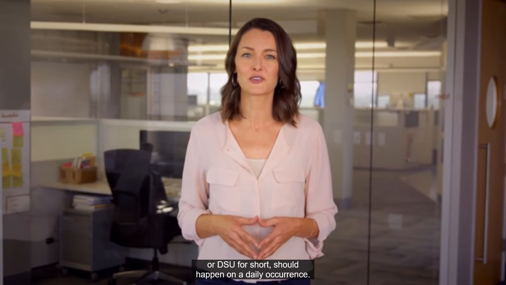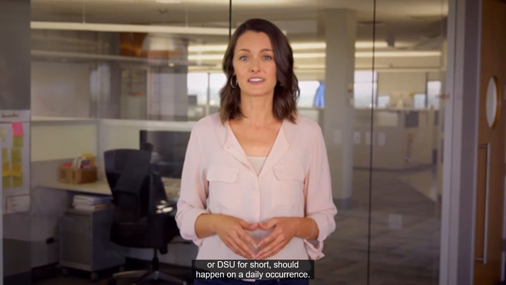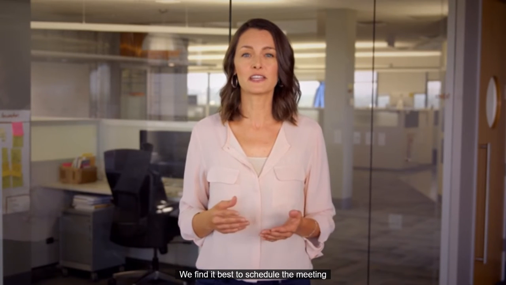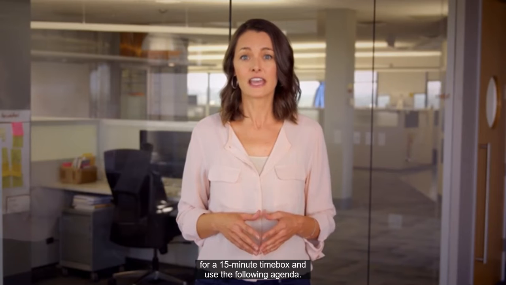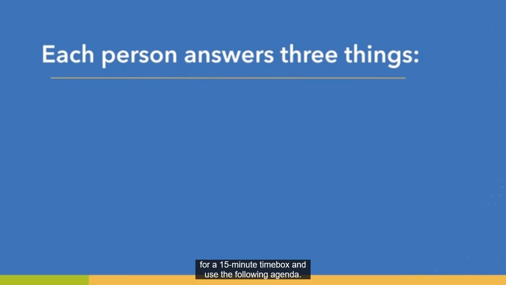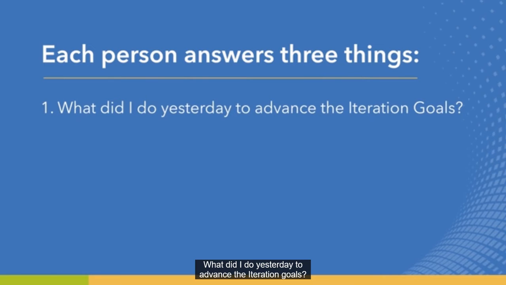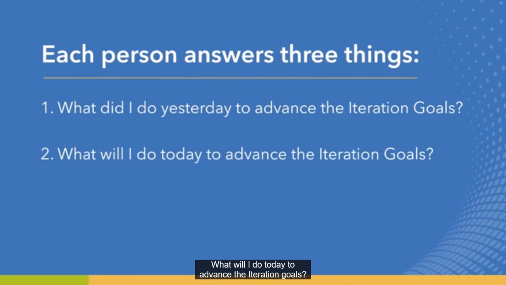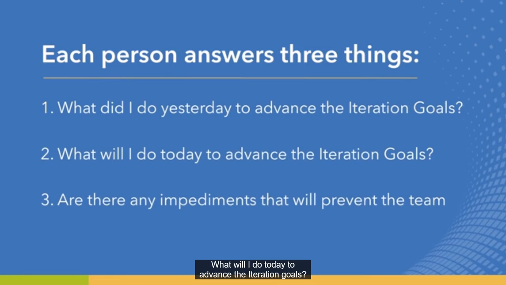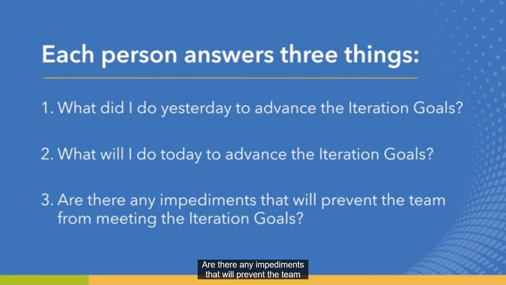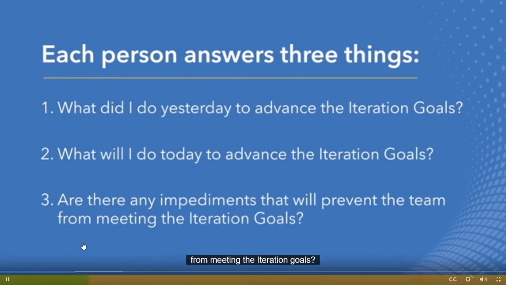As you might have guessed, the daily stand-up, or DSU for short, should happen on a daily occurrence. We find it best to schedule the meeting for a 15-minute time box and use the following agenda. Each person answers 3 things. What did I do yesterday to advance the iteration goals? What will I do today to advance the iteration goals? Are there any impediments that will prevent the team from meeting the iteration goals?